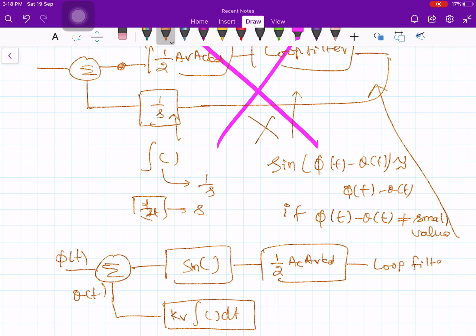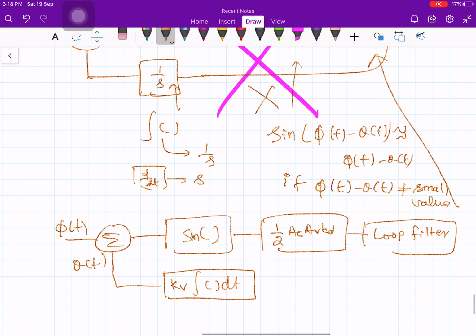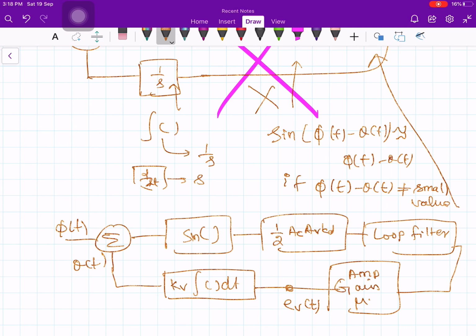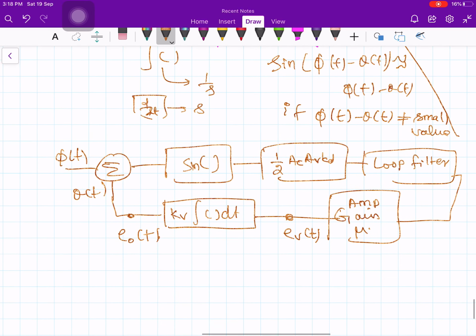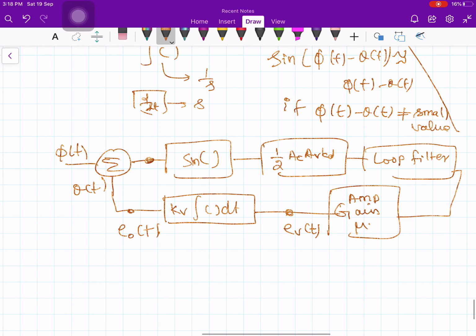I need to consider everybody. Loop filter, gain with mu amplifier, and this point is EV of t, and this point is A naught of t. Okay, so the loop will work in such a manner that at this point, the error will tend to become small. Okay, therefore the loop will tend to be in a lock condition. Remember, here I cannot use a linear model. This is no more a linear model, it is a non-linear model because the error is not small.